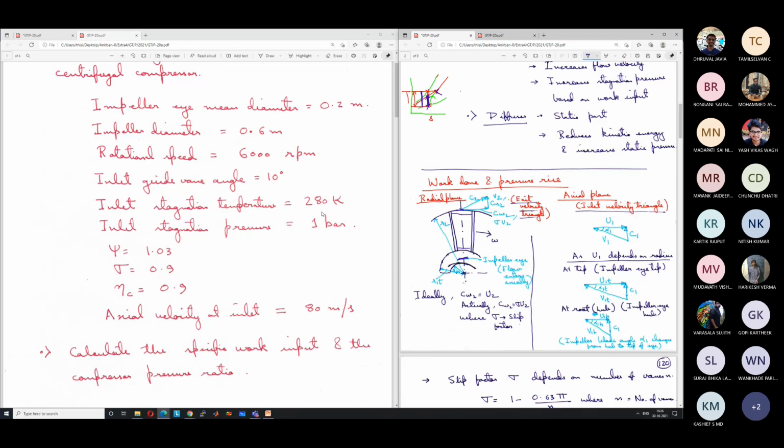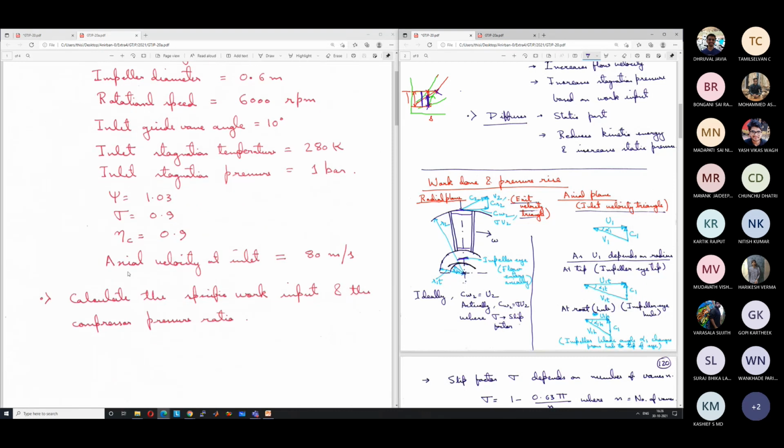Then we have the factors also known. The power input factor is 1.03. The slip factor is 0.9, and the isentropic efficiency of the compressor is also 0.9. The axial velocity at the inlet is known from the upstream side, from where the fluid is coming. It is 80 meters per second. We want to calculate the specific work input and the compressor pressure ratio.